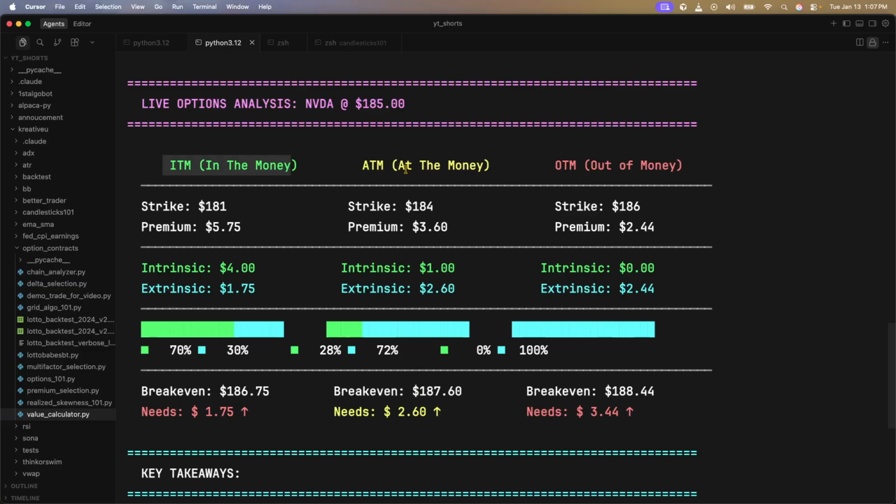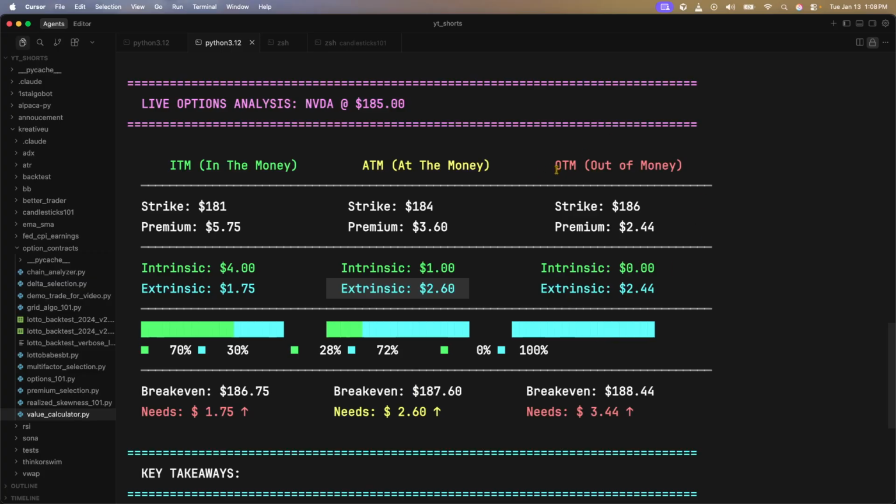For at the money contracts, the strike price is going to be 184. It's going to cost us $360 to get into this ATM, or at the money, contract. The intrinsic value is going to be $1, and the extrinsic value is going to be 260. So as you can see, as we progress along this ladder, we're getting less intrinsic and more extrinsic. So we have a 28-72 split here.